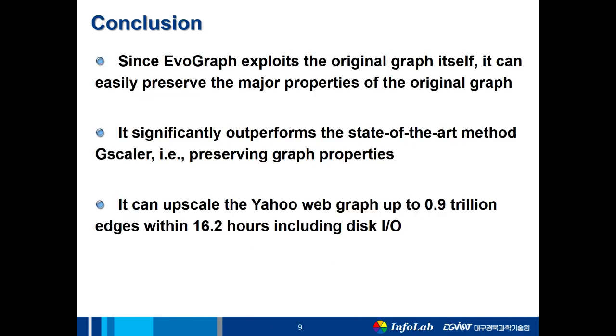Since EvoGraph exploits the original graph itself, it can easily preserve the major properties of the original graph. It significantly outperforms the state-of-the-art method Gscaler in terms of preserving 8 widely used graph properties. And it can upscale the graph, which has about 0.9 trillion edges, and still preserve the graph properties.